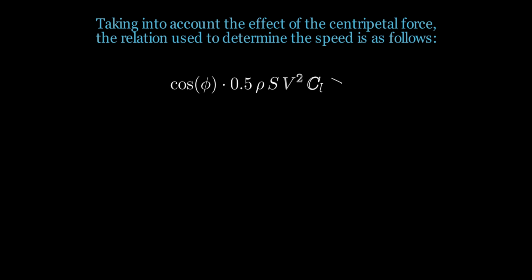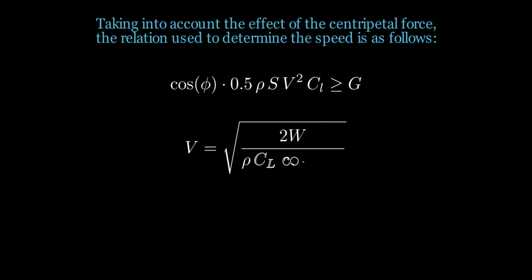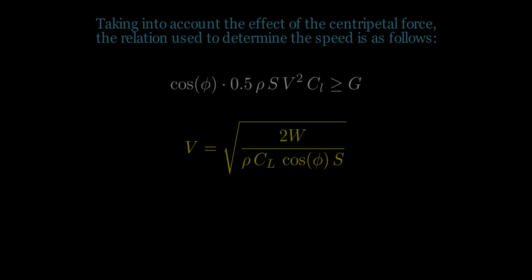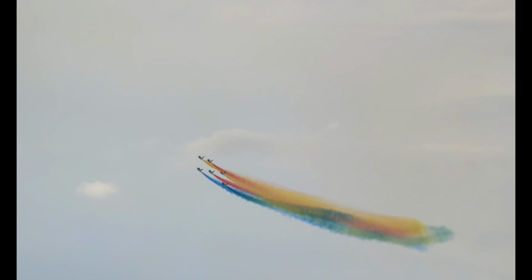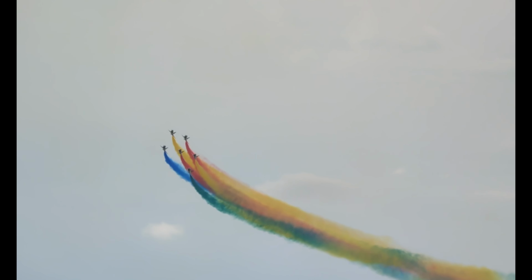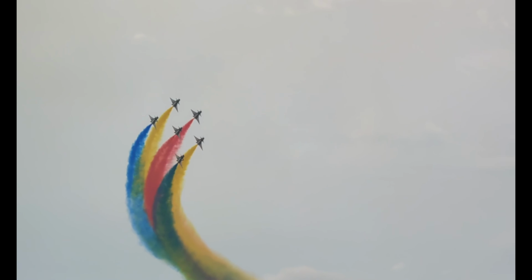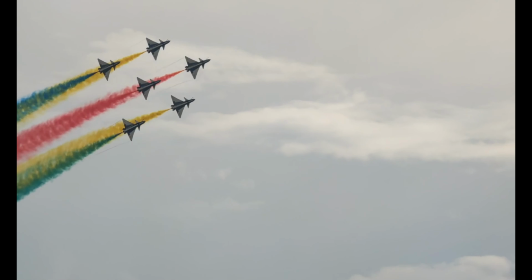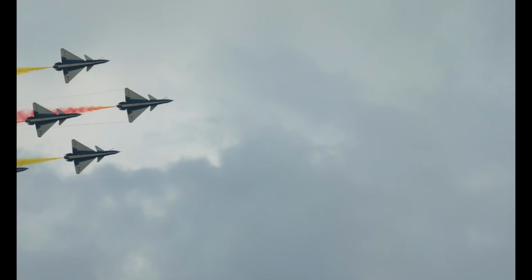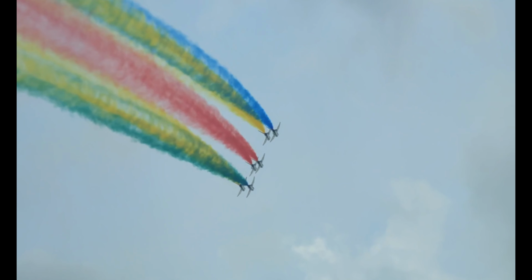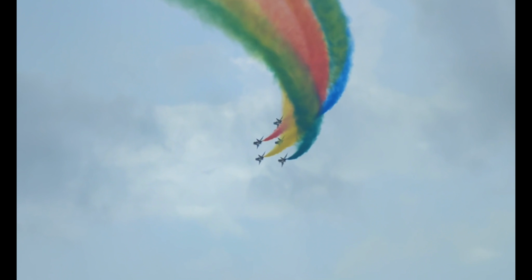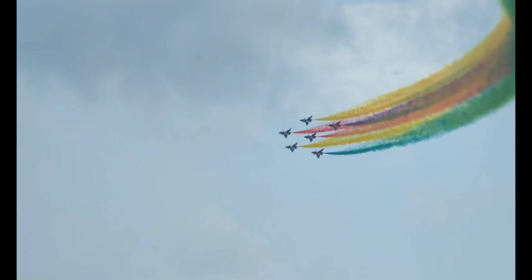Considering the effect of the centripetal force, the relationship for determining the speed is as follows. As we know, during a coordinated turn in flight, if stable flight is maintained, meaning that gravity is balanced, then the faster the speed, the slower the turn rate, and the larger the turning radius. Conversely, at lower speeds, the aircraft turns more quickly and the turning radius becomes smaller.